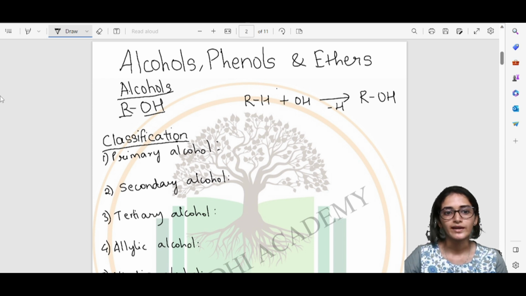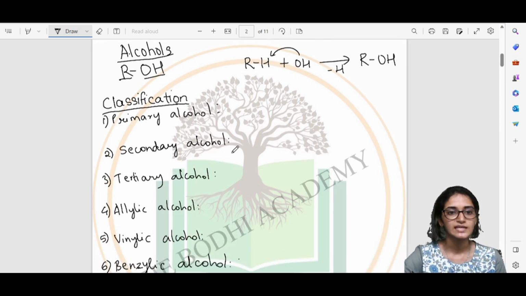Now how do we get this OH group attached to the R? If you remove a hydrogen from the hydrocarbon and replace it with an OH group, we will get ROH, and that we call an alcohol. Now, depending on how many OH groups are attached and which alkyl group is attached to them, we have a classification of alcohols. So let us move to the classification.